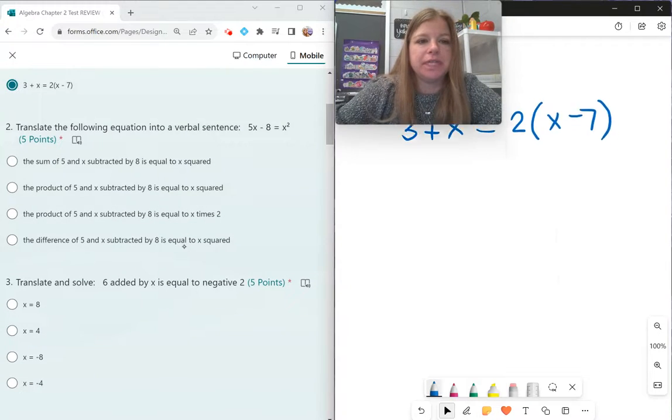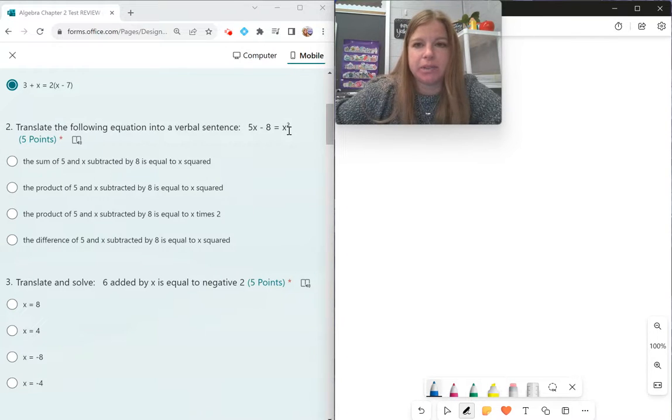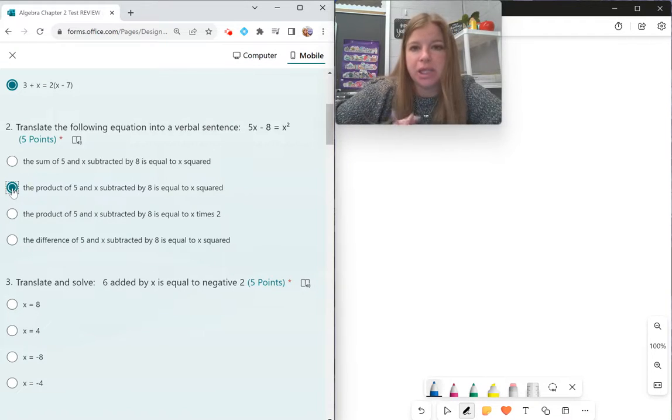Number 2, translate the following equation into a verbal sentence. So far, this starts with 5x minus 8 equals x squared, right? Okay, so 5x. So the sum of 5 and x, no, because sum means add. The second one says the product of 5 and x, so that sounds good. Subtracted by 8, good, is equal to x squared. Oh, that second one looks perfect. But let's check the rest of them.